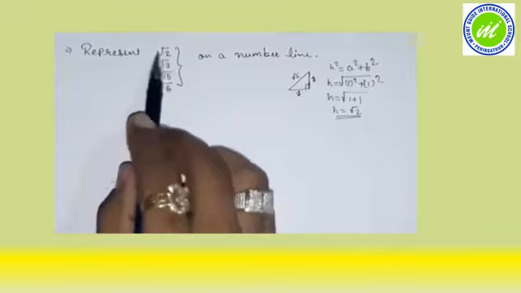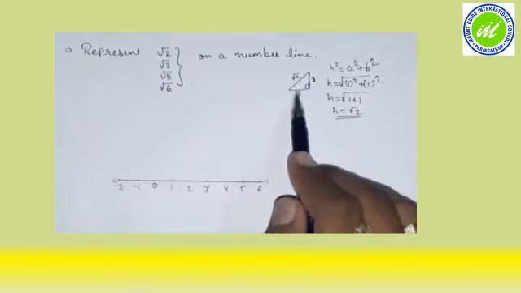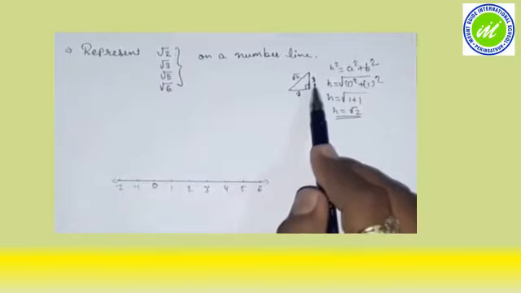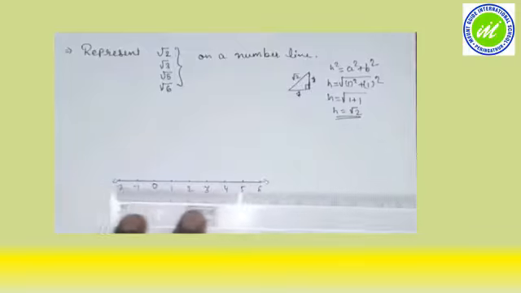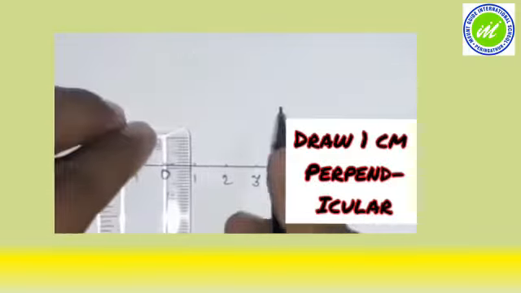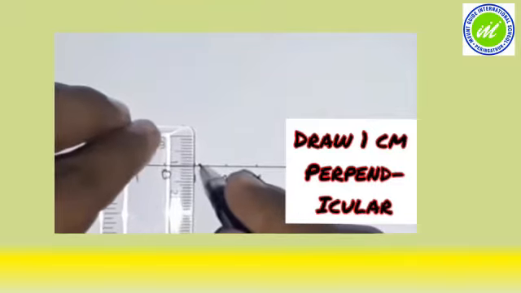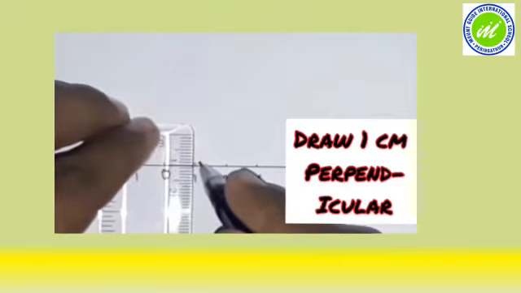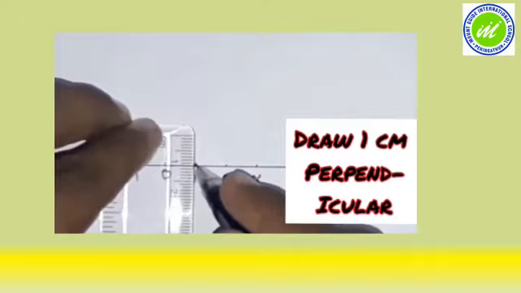Now we are going to represent this root 2 first. You know the base was 1 and the height was also 1. So here the base is 1 centimeter, you can see. Now we have to take height also 1 centimeter. That should be perpendicular. You have to use a protractor. I am not using it here, but actually you have to use a protractor for that.